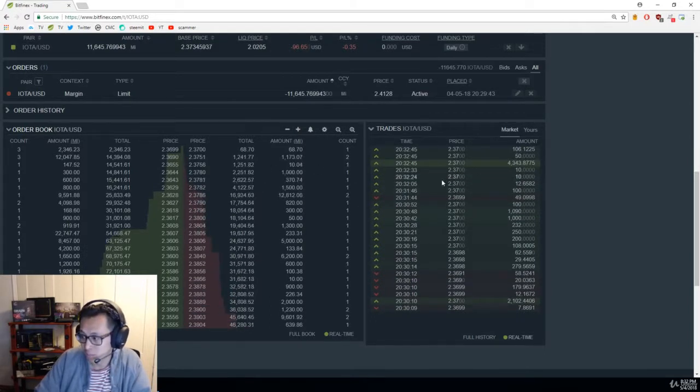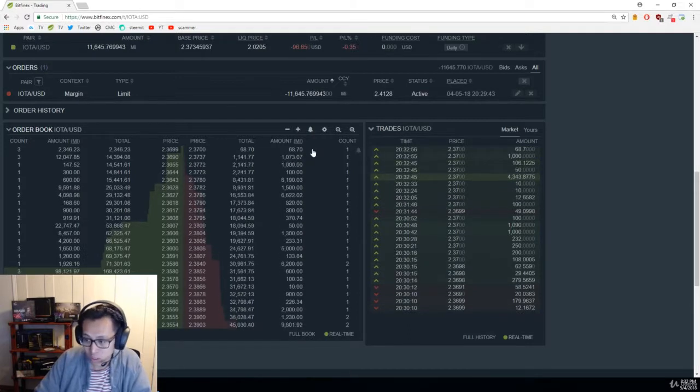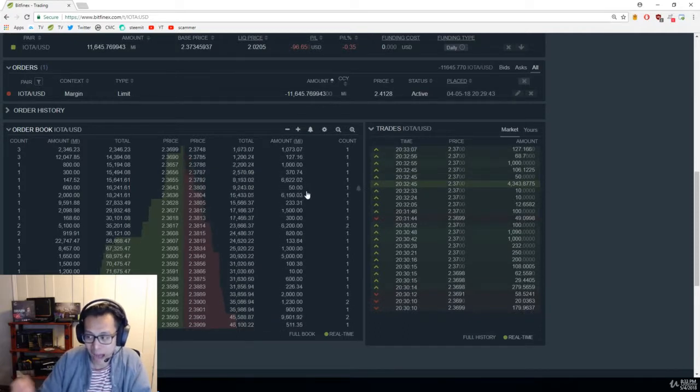A guy just ended up buying quite a few at 37 right there, $2.37. There's only about 68 orders left right here. So once again, right, this side right here, where it says the amount, and this side where it says the amount, that is the total number of people selling at that specific price, okay?